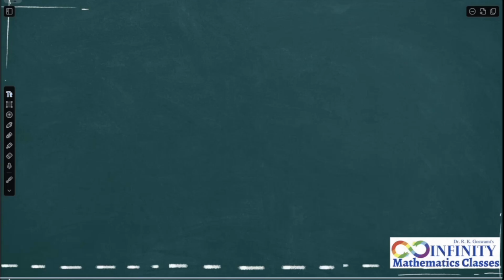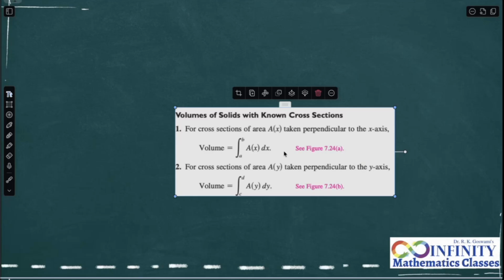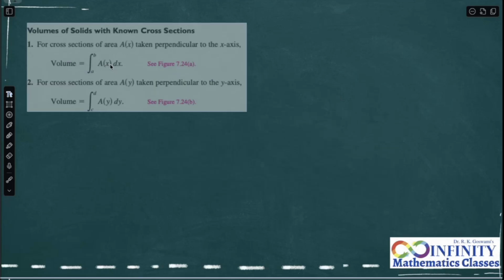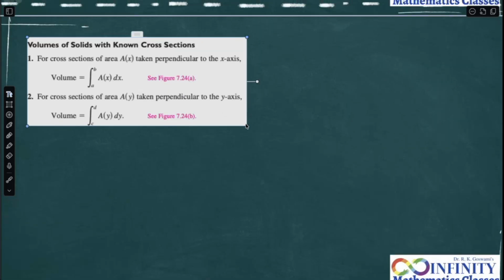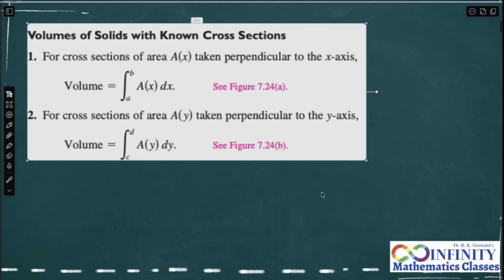Volume of solids with known cross section. This is what we are going to do. Here, the volume is not generated by revolution about some axis. They are going to be fixed. You need to only focus on what type of shape they will have if you look at the cross section area.